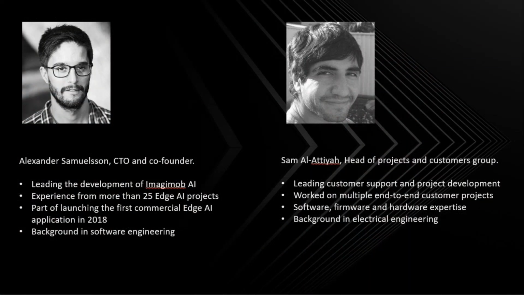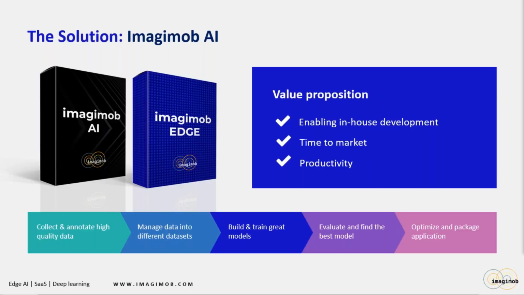Yes, let's get started. So before we jump into actually building the application today, let's walk through the tools and the different components that we will use. First of all, we're going to use Imagimob AI, which is an end-to-end service to build these kinds of applications. By using Imagimob AI, a single engineer or a small team can build very high performance edge AI applications, and these applications can be developed very quickly.